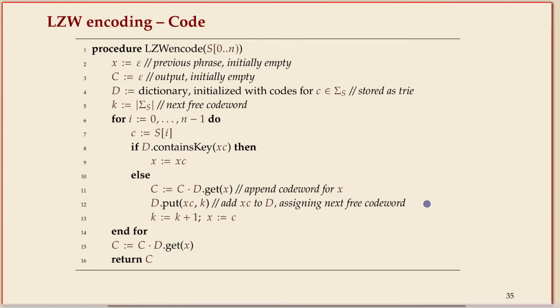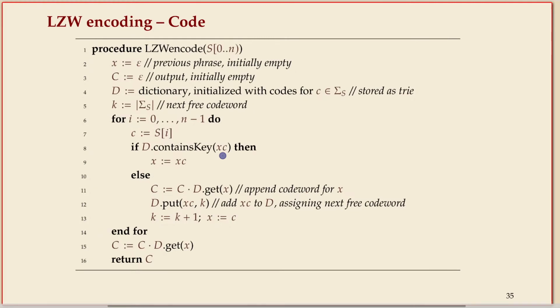Here's that idea spelled out in code. The dictionary is stored as a trie here. We keep the next free code word, so the next index of the row in the dictionary. And we keep X as the previous phrase that we used, because remember, we have to insert that into the dictionary. Okay, so then we iterate through the text. That's this outer loop. We take the next character of the text.